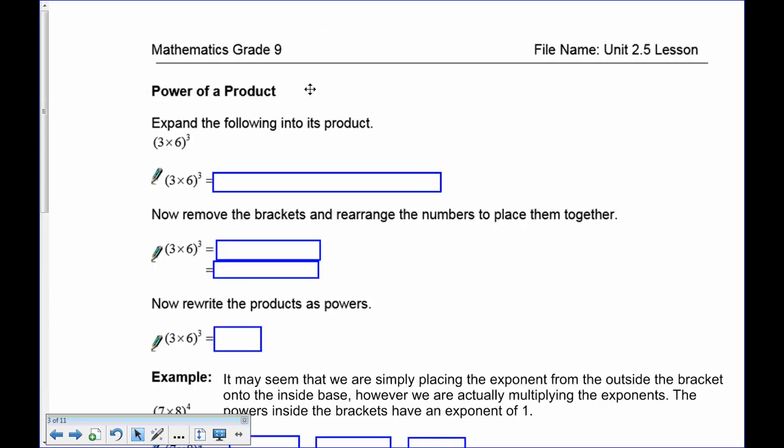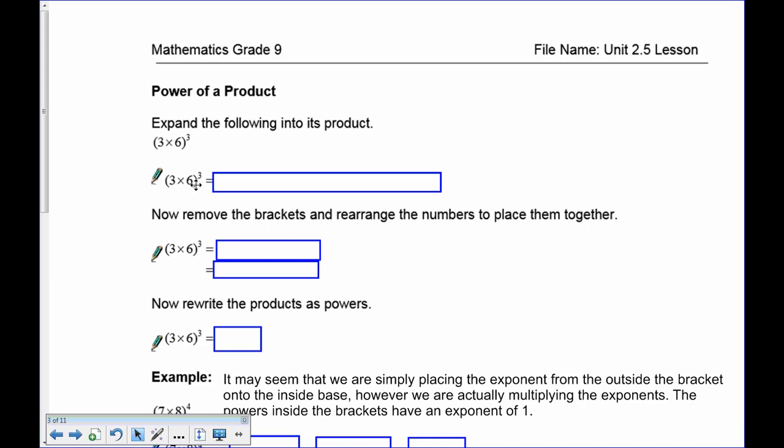This is called the power of a product. Now, power of a product means that you're going to have a product on the inside. Now, product is the result of multiplication. So we're going to be doing some multiplying on the inside, and they may be the same, they may not be. But we're going to be applying a power to the outside of the product, which is in here. Now, if you take a look at this one, we'll expand it out.